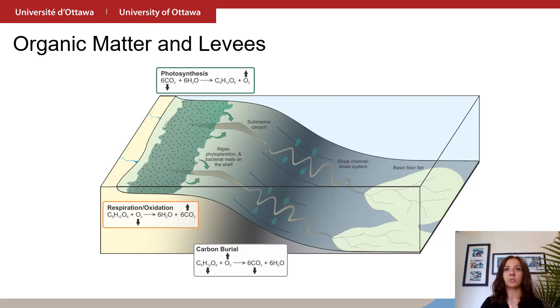Examining the distribution of OM in ancient levee deposits could provide insight into paleo-environmental conditions and the evolution of ancient ocean and climate systems, as stratigraphic intervals with abundant OM probably relate to periods of high productivity on the shelf.